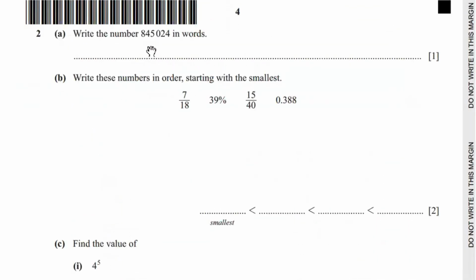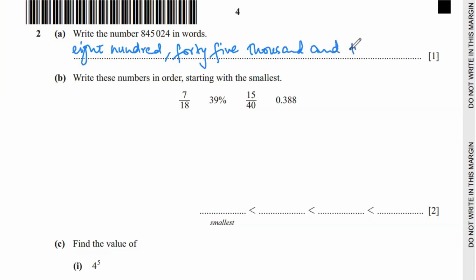Question 2 says write the number 845024 in words. So that's basically 845,000 and 24.